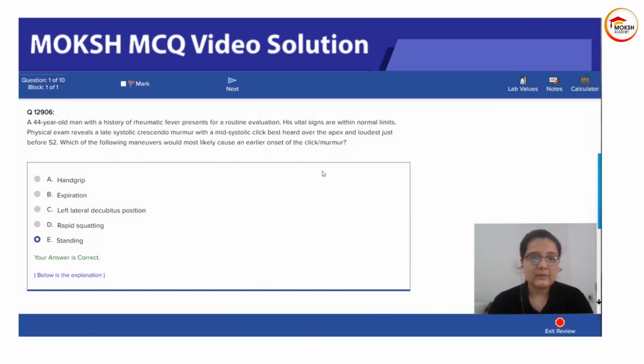Okay. What we need to know is which of the following maneuvers would most likely cause an earlier onset of the click or murmur. Now, this mid-systolic click is very classical of MVP, so I'll be taking it as MVP. There is a history of rheumatic fever and there might be a component of MR, but a mid-systolic click is heard in mitral valve prolapse, and we'll be talking about it here because they are asking for the clicks. Now, three things you need to remember here, three murmurs. I'll talk about the basics.